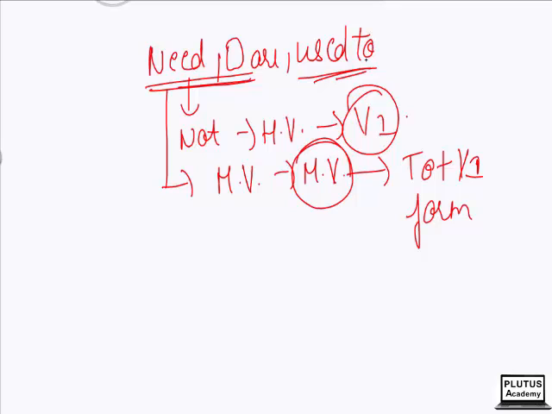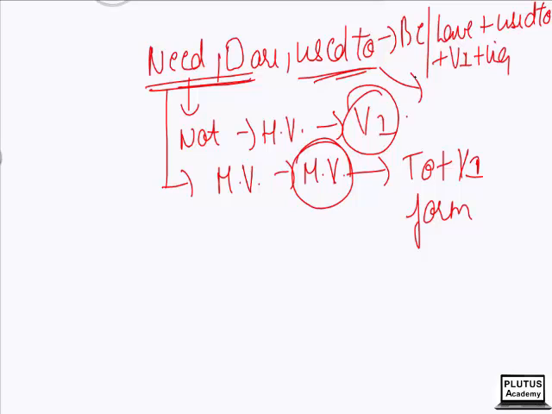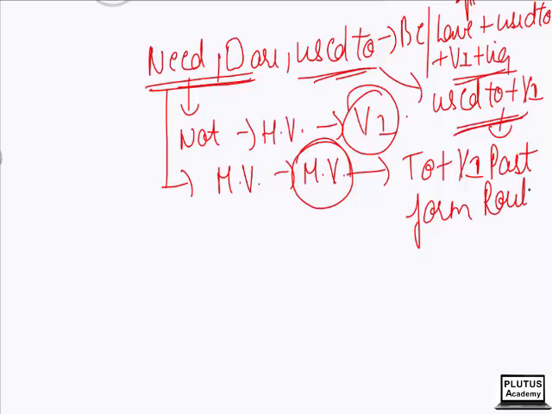And for used to, if used to is being followed by any form of be or have, then we have to use first form of verb plus ing. But if it's not followed by any form of be or have, then we have to use first form of verb with used to. It will represent present habit, and this will represent past routine action.